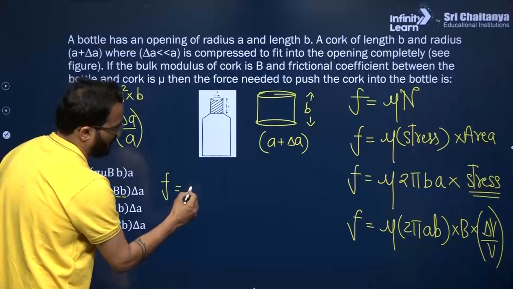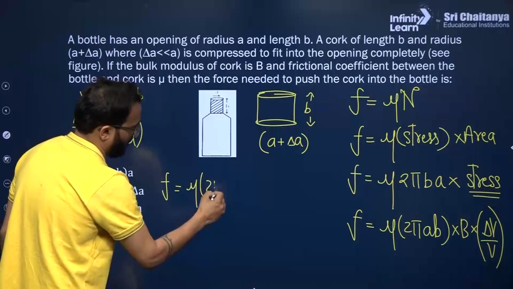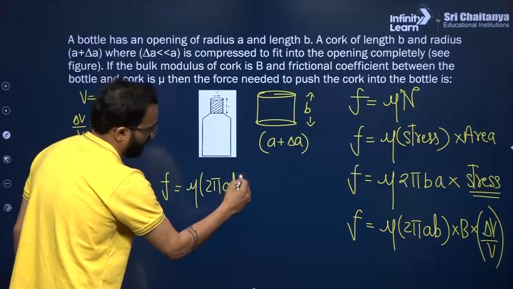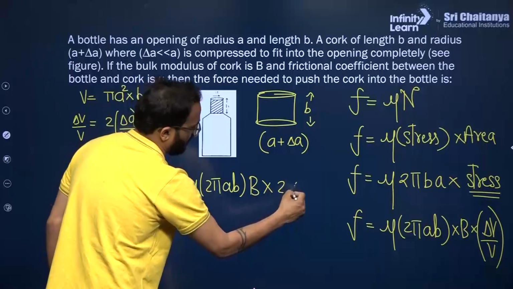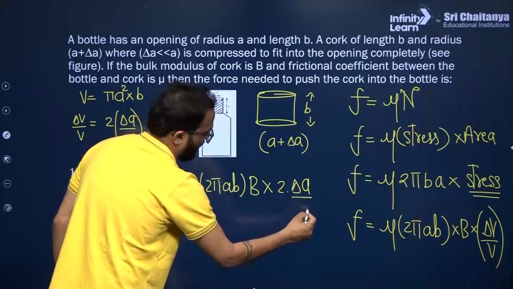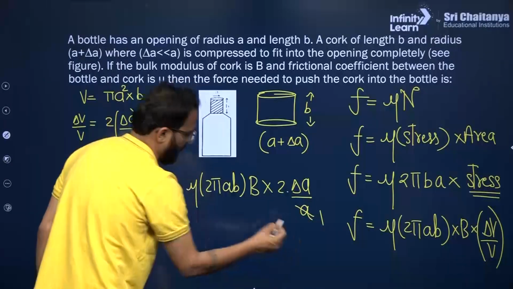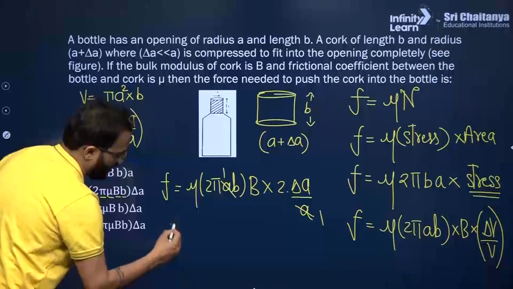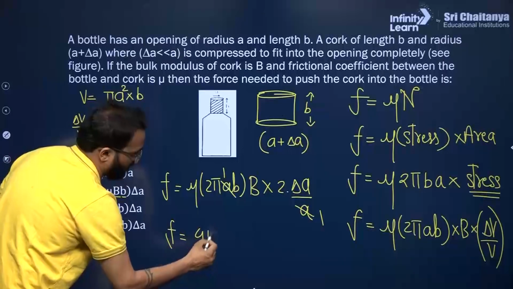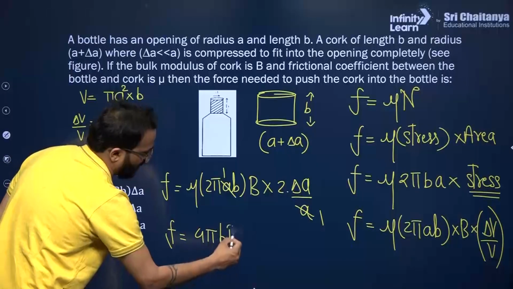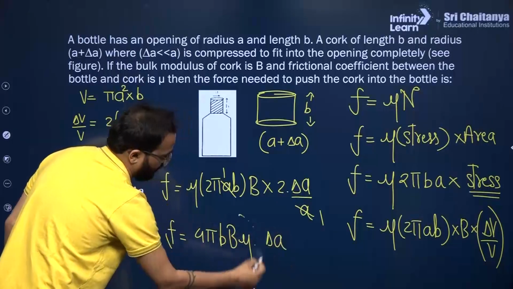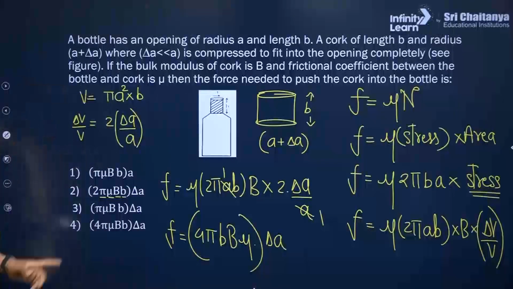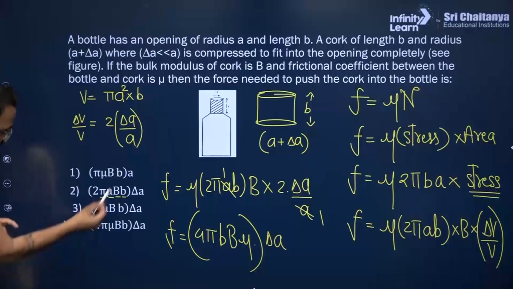So F will be what? Mu into 2 pi a b into capital B into 2 times delta a by a. So a and a got cancelled. So it will become 4 pi b capital B mu into delta a. 4 pi b capital B. Okay, fourth option is correct.